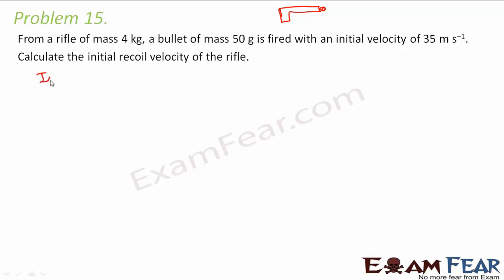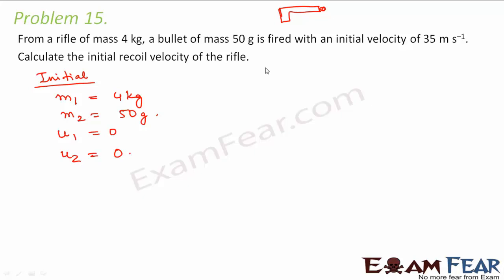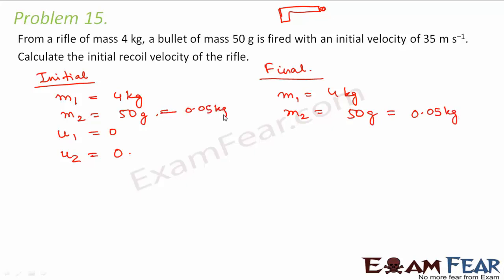right? So initially what happens? Mass of the rifle is 4 kgs, mass of the bullet is 50 grams. Velocity of the rifle is equal to 0. Velocity of the bullet is also equal to 0. Everything is at rest. Later what happens? Mass still remains the same, right? So let me convert this grams into kgs, 0.05 kg. So here also this will be 0.05 kg.